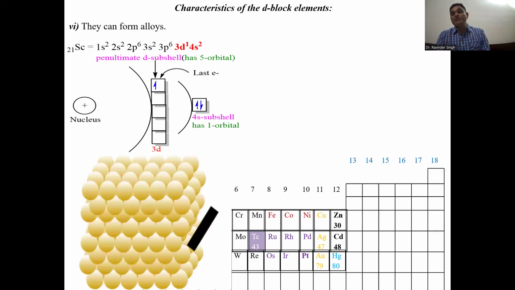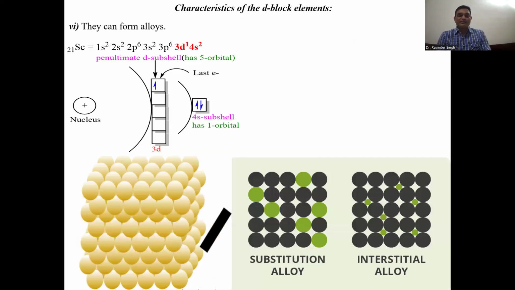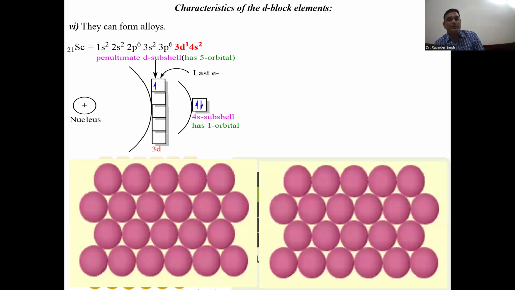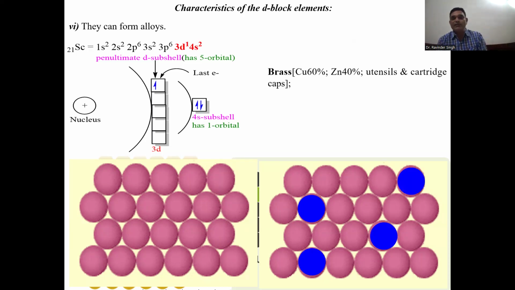How can that homogeneous mixture be formed? If we place, you can see here, a crystal lattice of one of the d block elements, we can replace one of the elements. Like copper is replaced. For example, that's the lattice of the copper. So one of the copper atoms is replaced by, for example, zinc, and so on. And thus it forms the brass, copper 60% in that lattice. If the copper is 60% and zinc is 40%, that is called the brass. You call it brass, and that brass is used in utensils, cartridge caps.